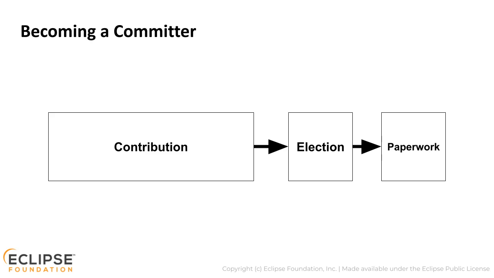There are three stages to becoming an Eclipse committer. It all starts with contribution. To be a committer, one must first contribute to the project. After having established a pattern of contribution and making oneself known to the team, an existing committer will nominate a candidate and launch a committer election. Following a successful committer election, the successful candidate must engage with the Eclipse Foundation's records team to ensure the required agreements are in place.